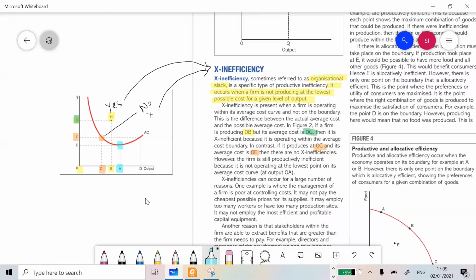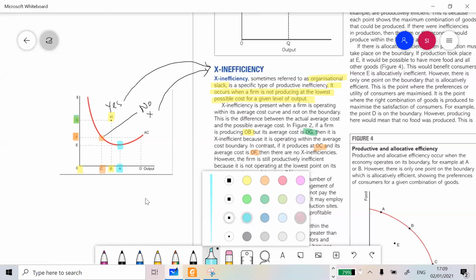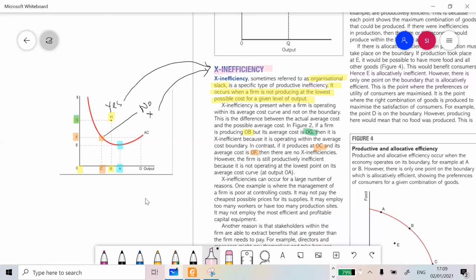So X inefficiency can occur for a large number of reasons. Now you should know what are the examples of X inefficiency. The examples they have given are where the management of a firm is poor in controlling its cost. It may not pay the cheapest possible prices to its suppliers. It may employ too many workers or have too many production sites. It may not employ the most efficient and profitable capital equipment. So these could be some examples of X inefficiency.